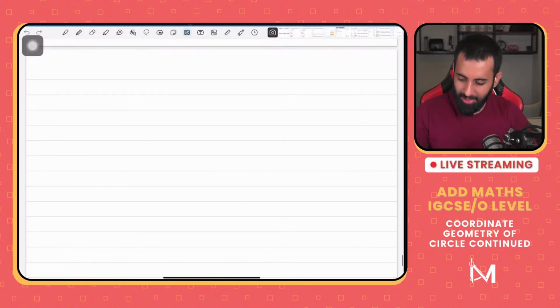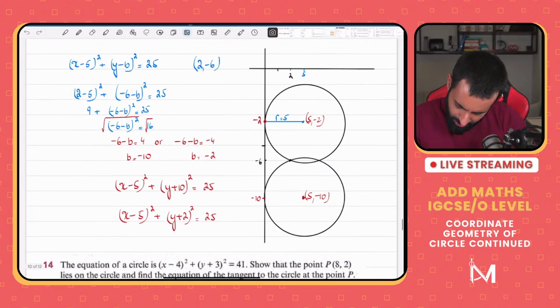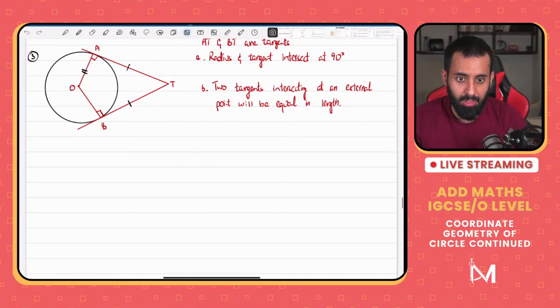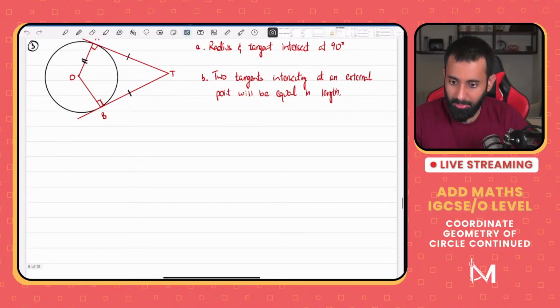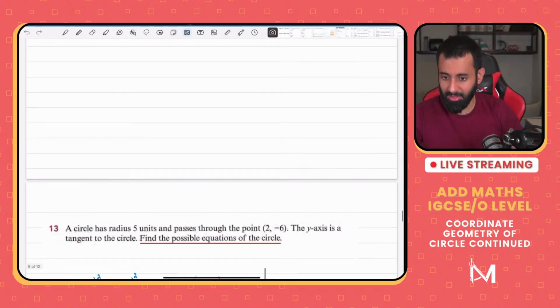So we had done equation of a circle. We had done some past paper questions as well. Let me see how many questions we solved. Yeah, we solved a handful of questions. Today we're going to do this concept called intersecting circles, okay?